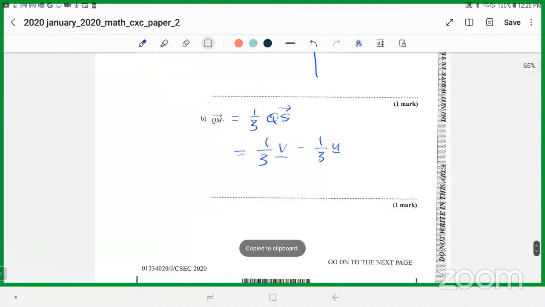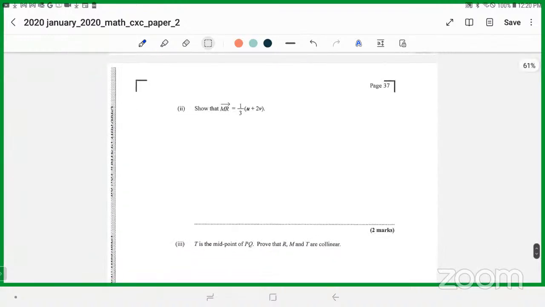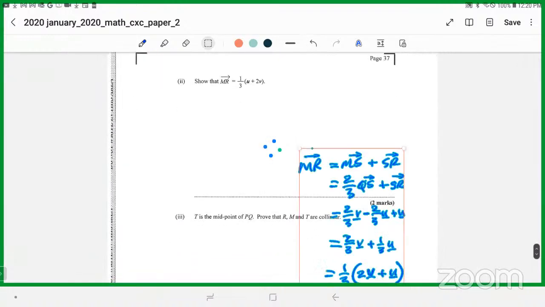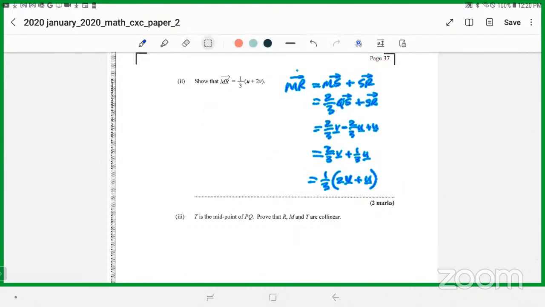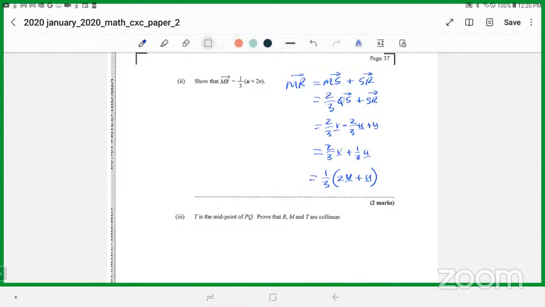I'll put it down here. That is it. See, the same thing. Let me have it the other way around. Let me have U plus 2V. We have 2V plus U. Same thing. So we're going to say shown. This and this is the same. 2V plus U is the same as U plus 2V. So that is it.